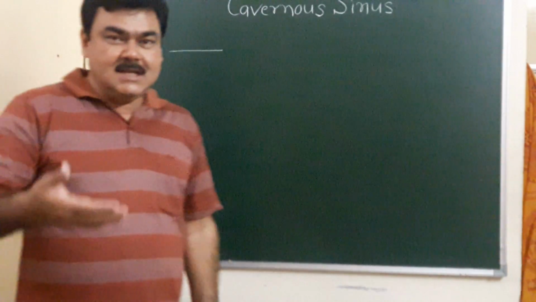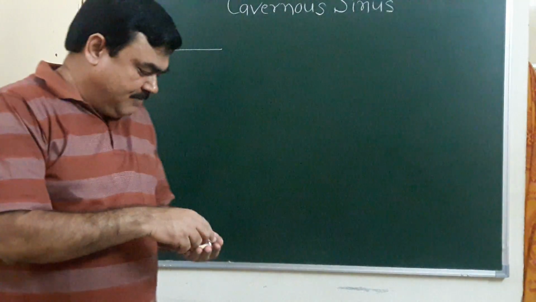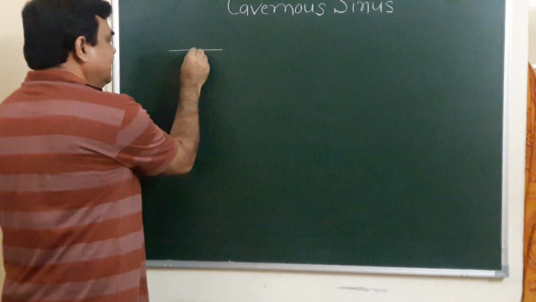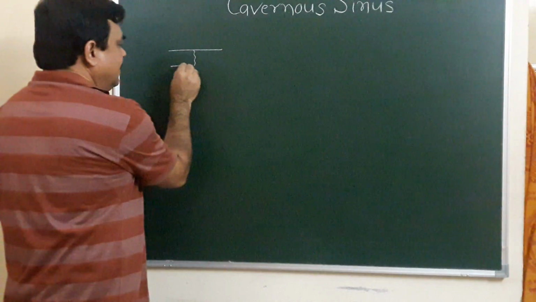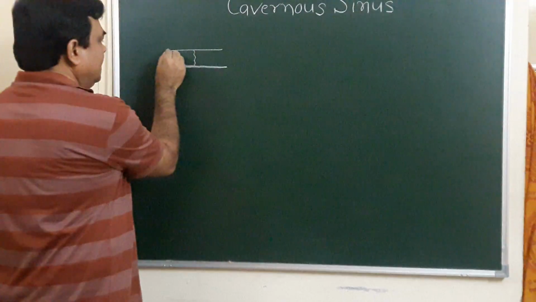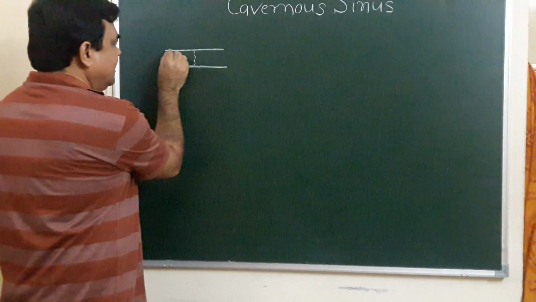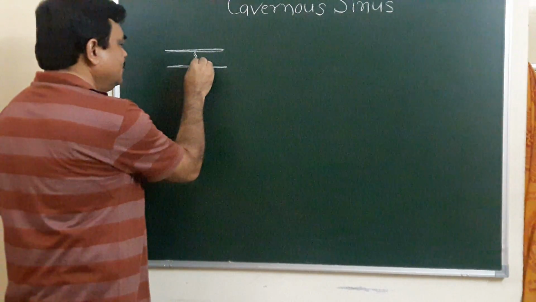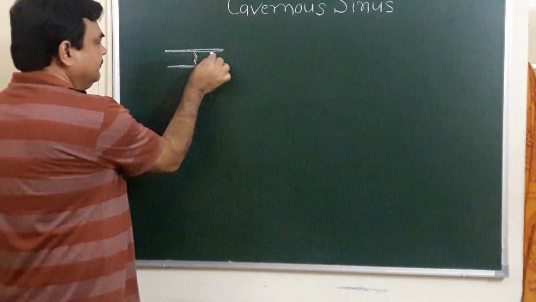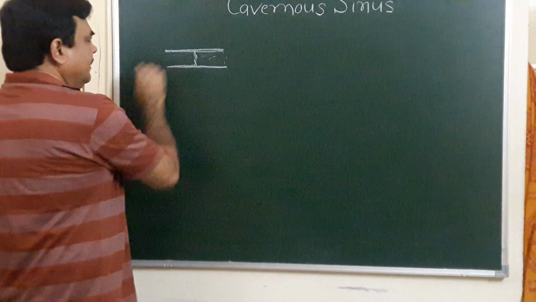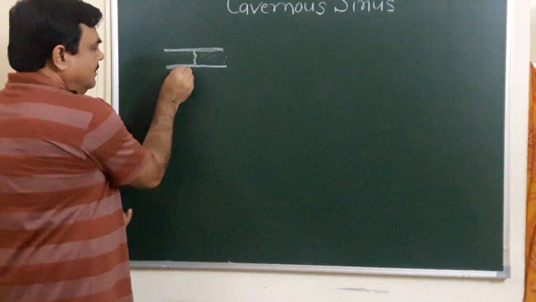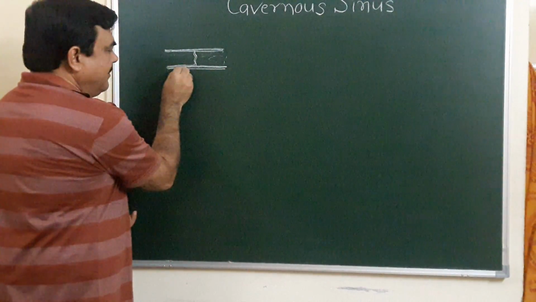If you cut a coronal section like this, you will find this is the parietal bone. Here is a suture. These are two parietal bones. This is the sagittal suture. Here is the diploe. It is internally covered by this dura mater.